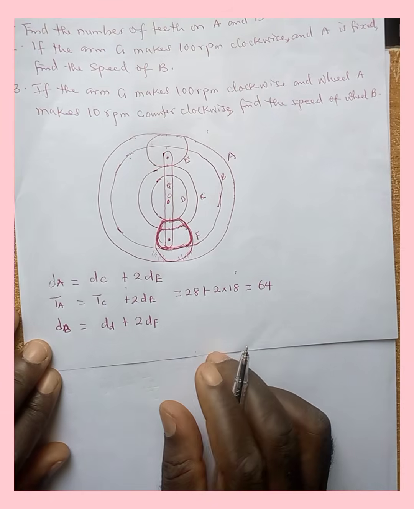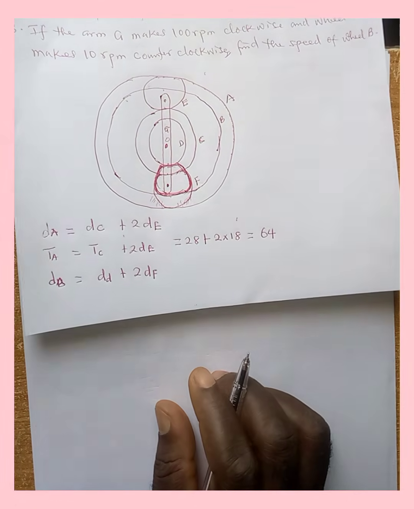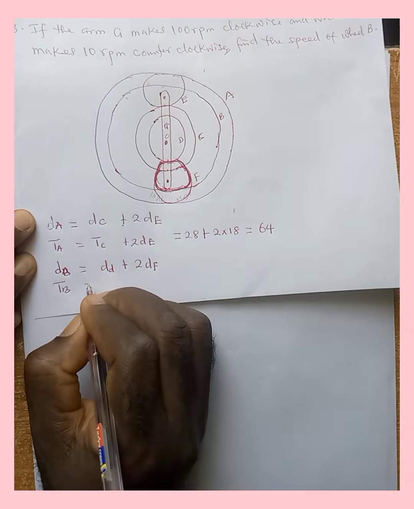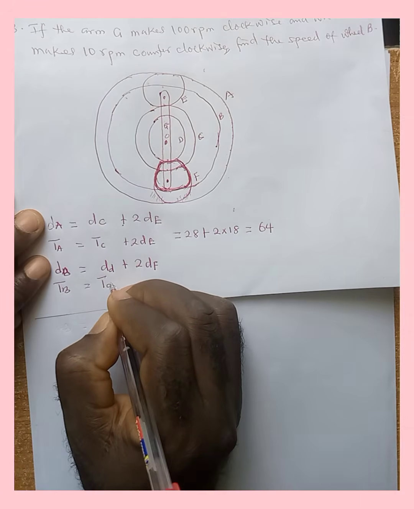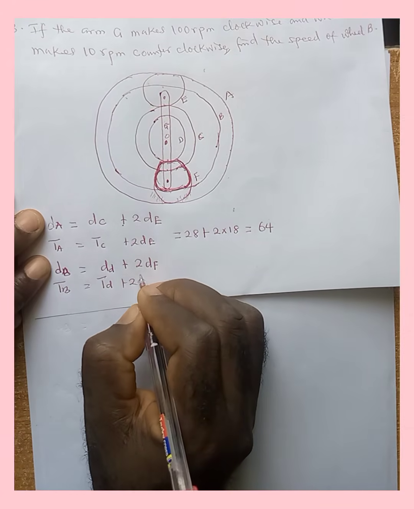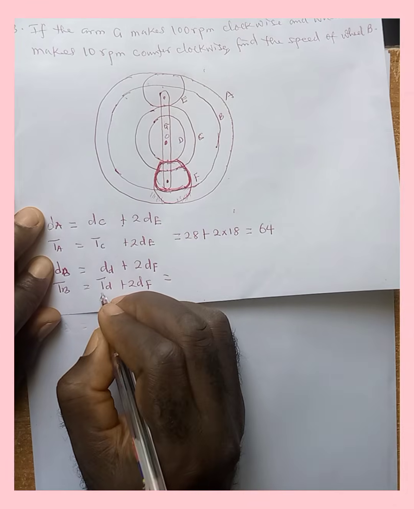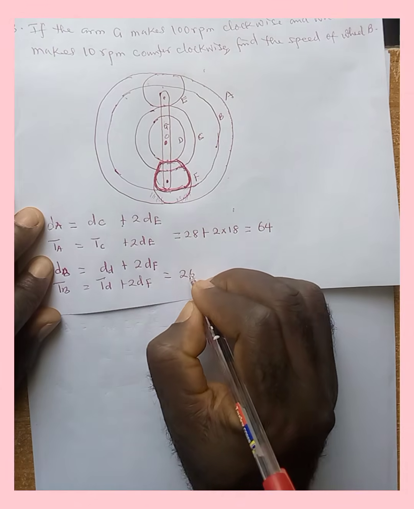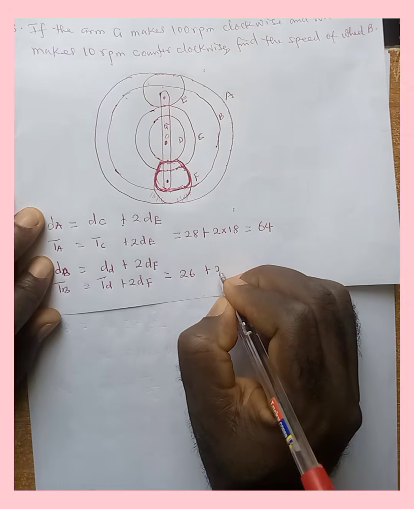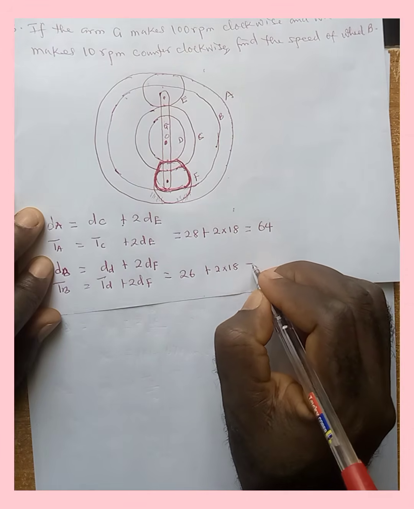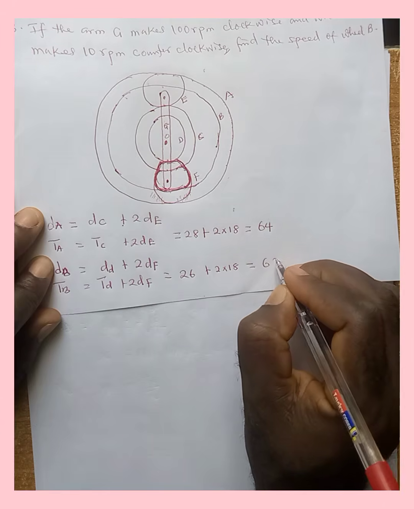Then when we translate this one to the number of teeth, then we have the number of teeth on B is equal to the number of teeth on D plus twice the number of teeth on F, and this is equal to the number of teeth on D is given as 26 plus twice the number of teeth on F, which is 18, and this gives 62.